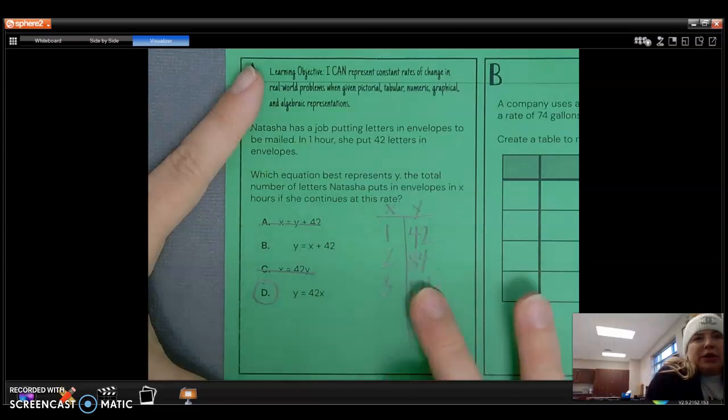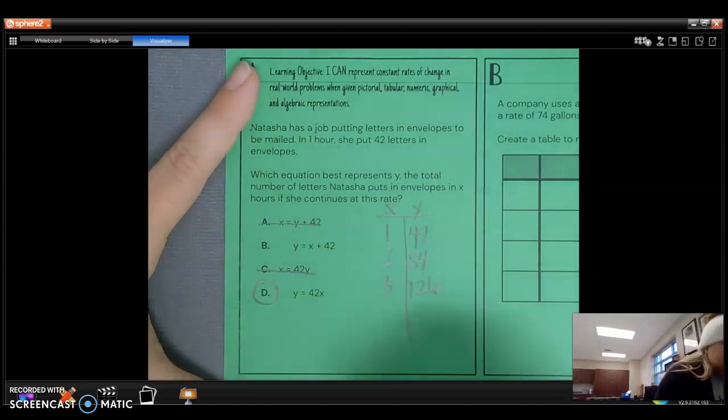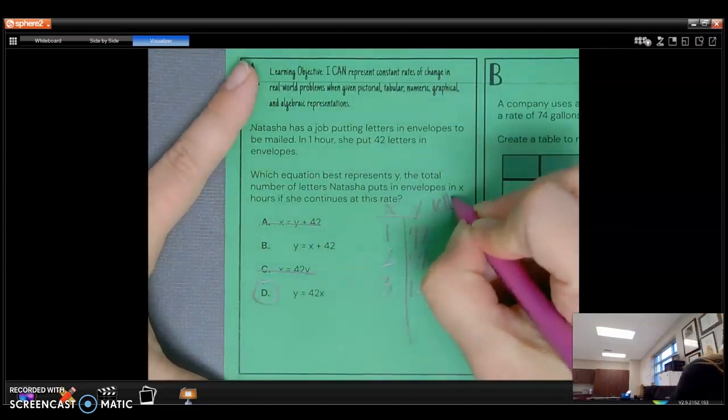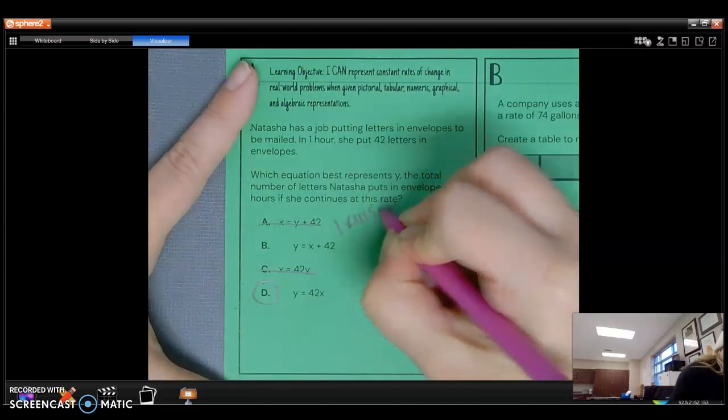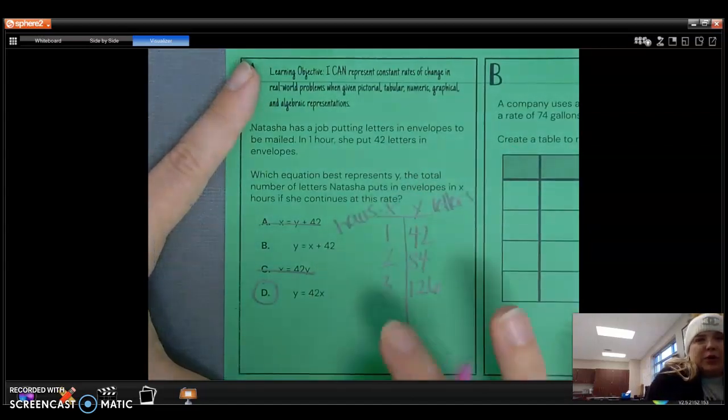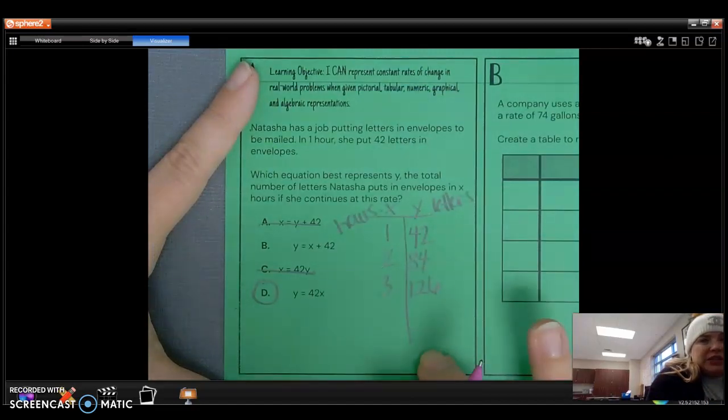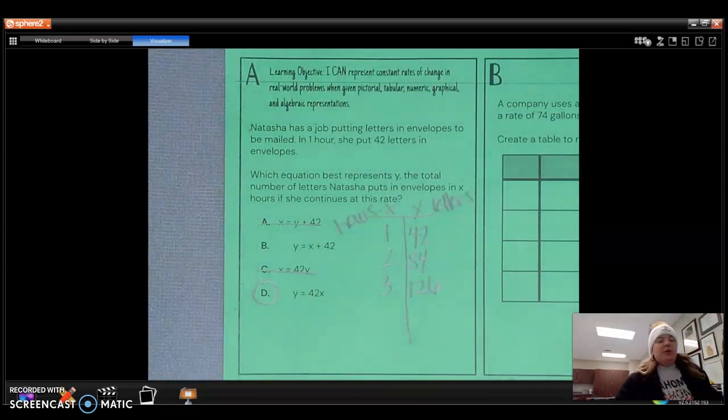And remember, all I want you to do is draw the table. Yes, you have to draw the table and mark the correct answer for this one. Okay? So again, this is the number of letters. This is the number of hours spent. Okay? And we're going to duplicate this over here in B tomorrow. But for now, you can just put this back into your box.